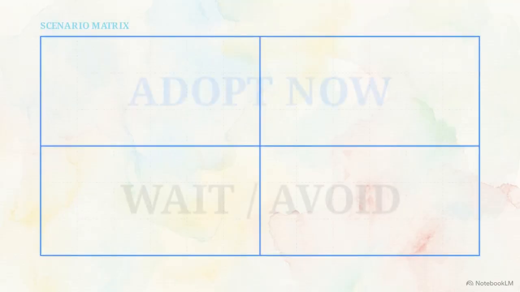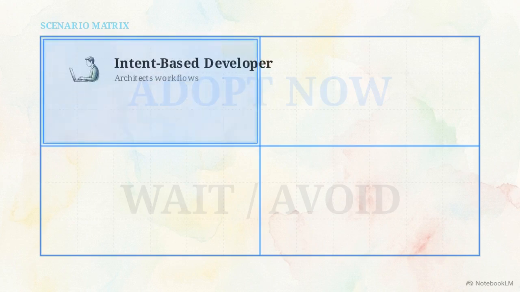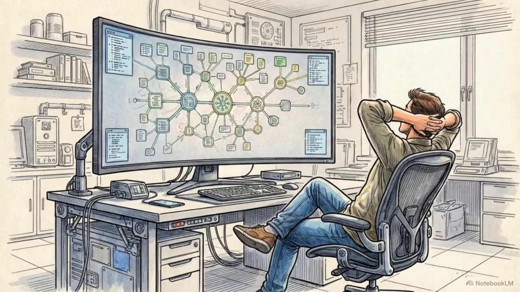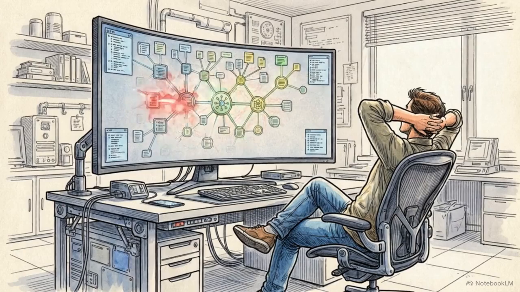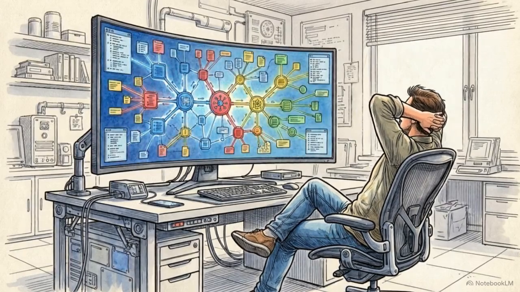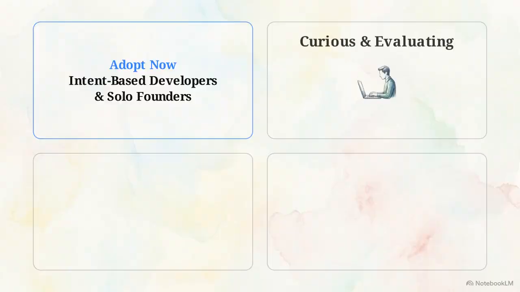This scenario matrix maps out exactly who should adopt this platform today and who should stay with their current stack. If you already dictate architecture and let AI handle the implementation, this tool matches your workflow. For solo founders, the scheduled tasks and parallel subagents let one person act as a project manager, steering multiple work streams at once. And if you're simply curious about the agent-first direction of the industry, the free public preview makes evaluating this system risk-free.